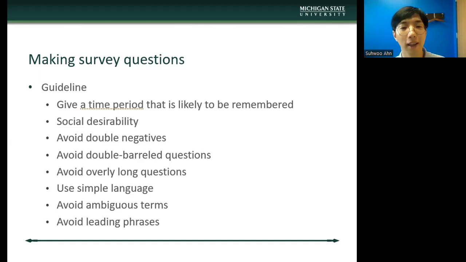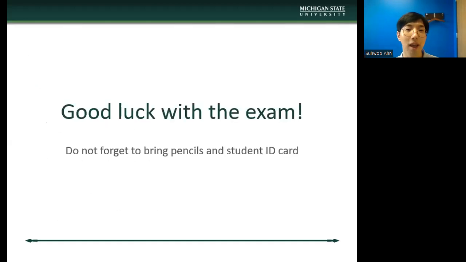Another guideline is that researchers should avoid overly long questions, avoid ambiguous terminology, and avoid leading phrases. And it is strongly recommended to use simple language in the questions. So these are the guidelines of how to make good survey questions. So this is all for today.